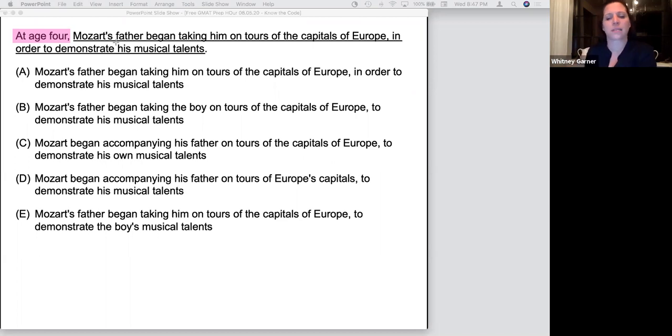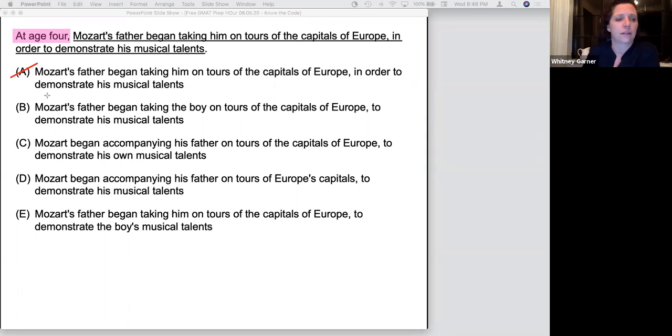I had a question about Europe's capitals. But in this case, the big issue is at age 4. Is it Mozart's father taking Mozart on a tour of the capitals of Europe when Mozart's father was 4? That doesn't seem right. It seems like at age 4 Mozart was doing something.